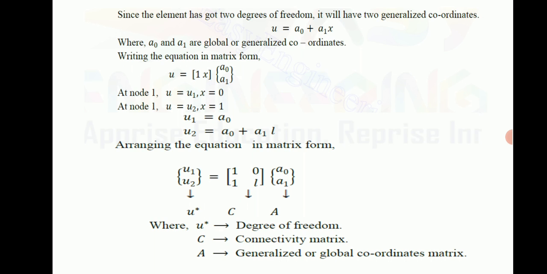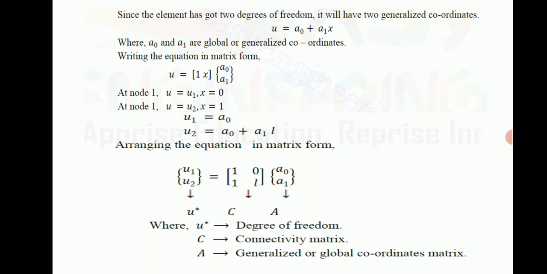Since the element has 2 degrees of freedom, it will have 2 generalized coordinates. So we can form the equation as u is equal to a0 plus a1x, and a0 and a1 are the generalized coordinates. Writing the above equation in matrix form, that is u is equal to matrix of 1 x and matrix of a0 a1. At node 1, u is equal to u1 and x is equal to 0, and at node 2, u is equal to u2 and x is equal to l.